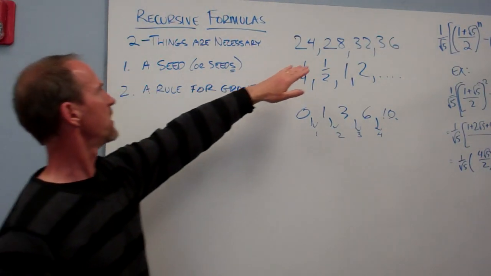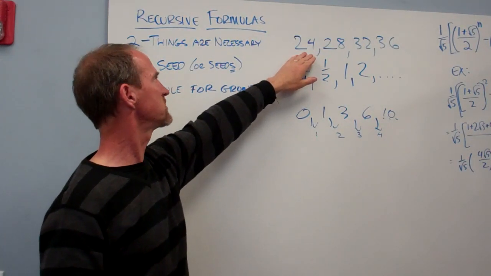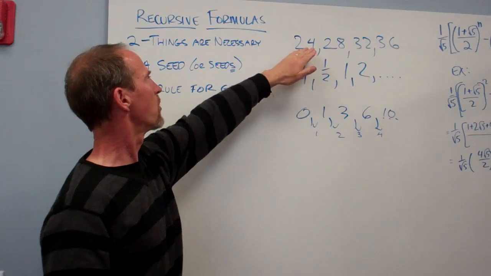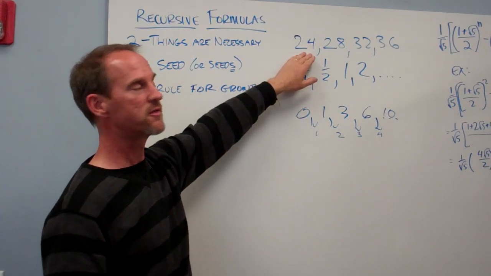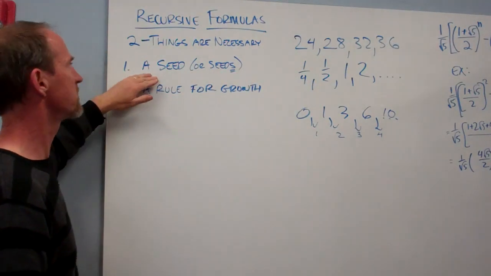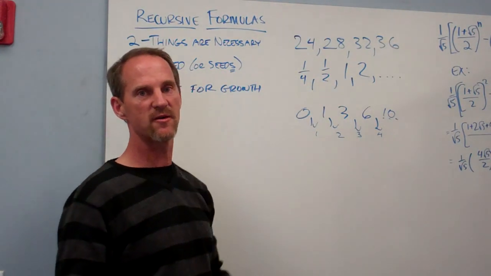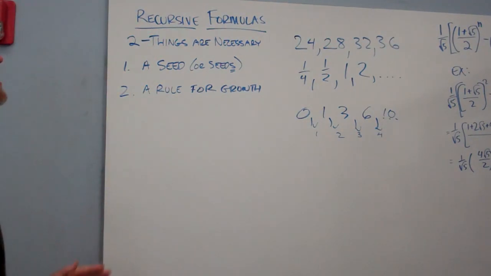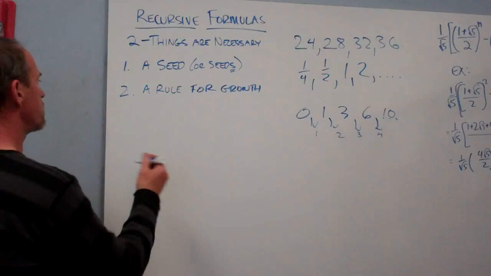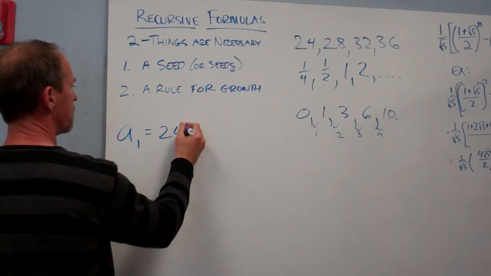If you look at this one, our seed number is going to be our first number. Sometimes we only need 1. Sometimes we need more than 1. What do I need to do? I just need to add 4 to this. So the rule is you're going to start with 24. And then how do you get to the next term? That's all we care about in our recursive formula: how do we get to the next term? Well, we add 4. So we'd say a sub 1, our first term, is 24.